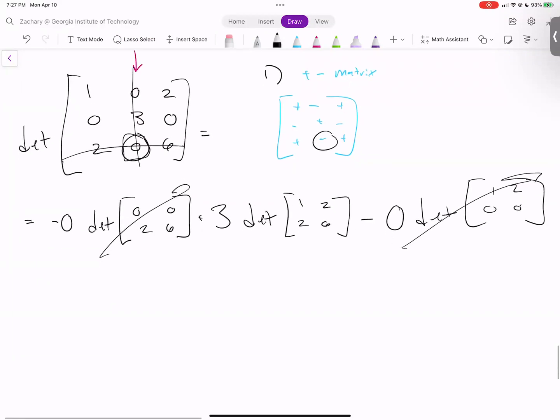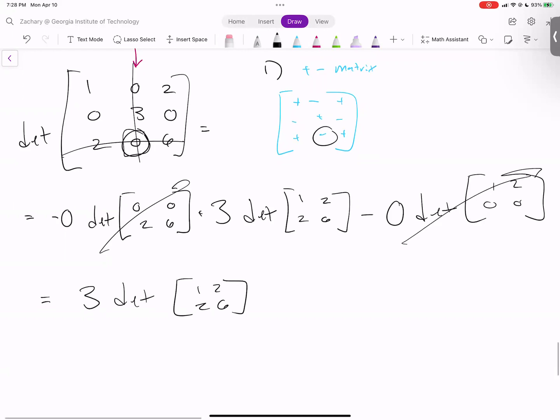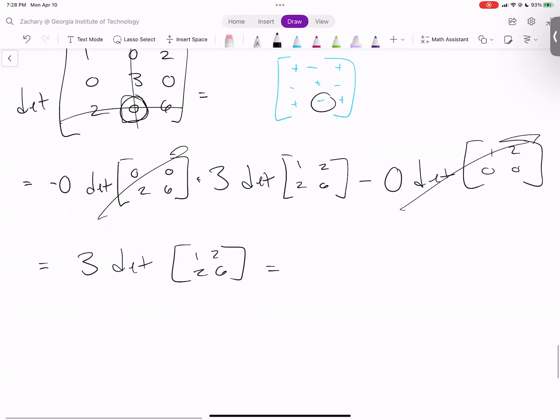So from here, let's go to 3, determinant of 1, 2, 2, 6. What is the determinant of a 2 by 2 matrix? AD minus BC. So this is equal to 3 times 1 times 6 minus 2 times 2. So this is equal to 3 times 2, which is equal to 6. Make sense? Lovely. Is this matrix invertible? Why? Because the determinant isn't 0.